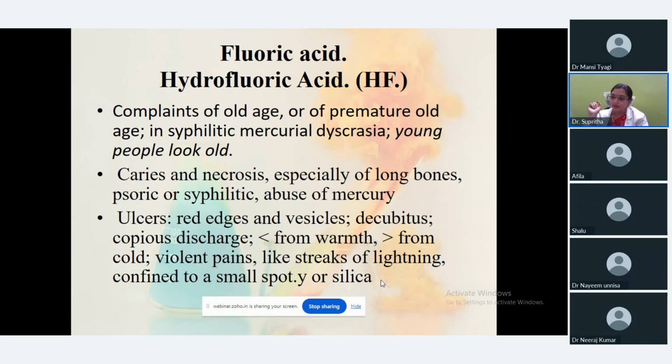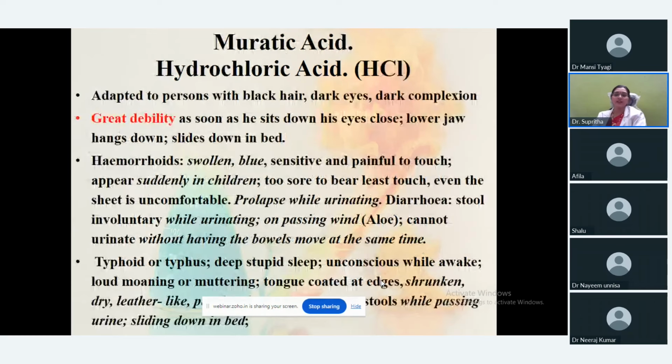Yes, calcarea... Kali bichromicum, right. Another acid. Pain in spots: oxalic acid. Oxalic acid, right. So pain in spots, we can distinguish between oxalic acid, fluoric acid, and kali bichromicum. At a particular point, the patient will point out and show. Okay. Then coming to muriatic acid.